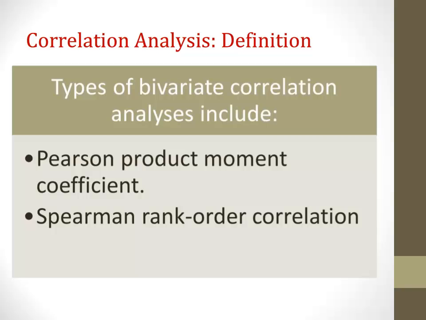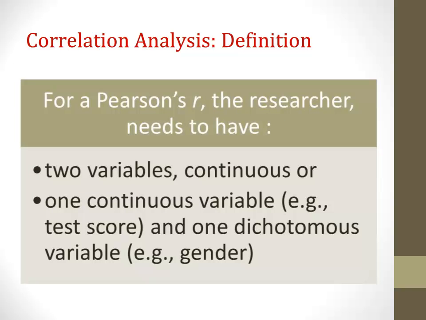For the purpose of this tutorial, our primary focus, as I've already mentioned, is going to be the Pearson product moment coefficient. So, to review, for a Pearson's product moment coefficient, or a Pearson's R, the researcher needs to have two variables, either two continuous variables, that's variables measured on the interval or ratio level, or one continuous variable and one dichotomous variable. Let's look at an example of when a researcher may use a Pearson's R.